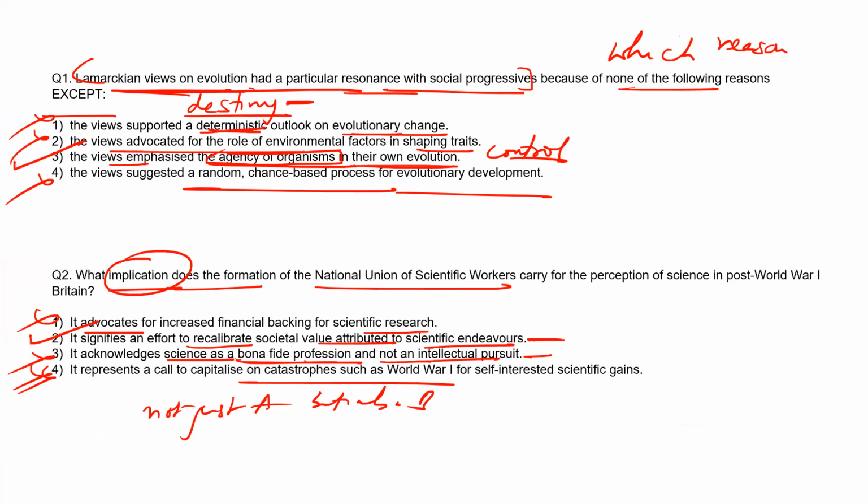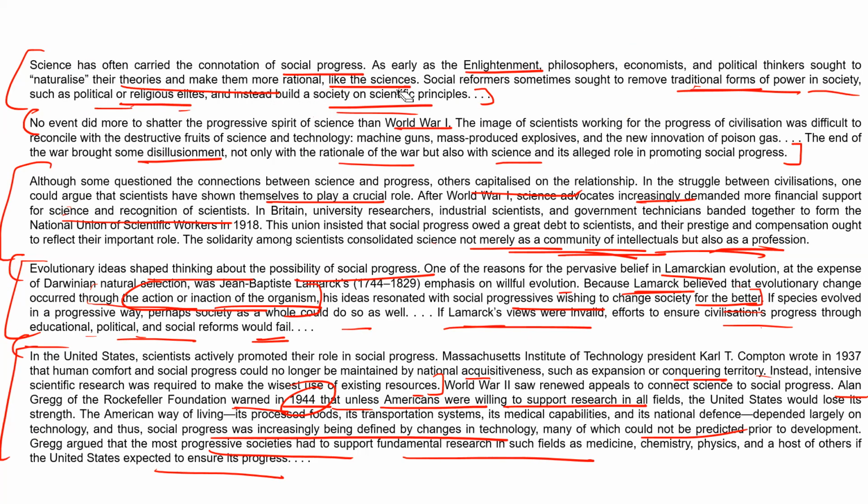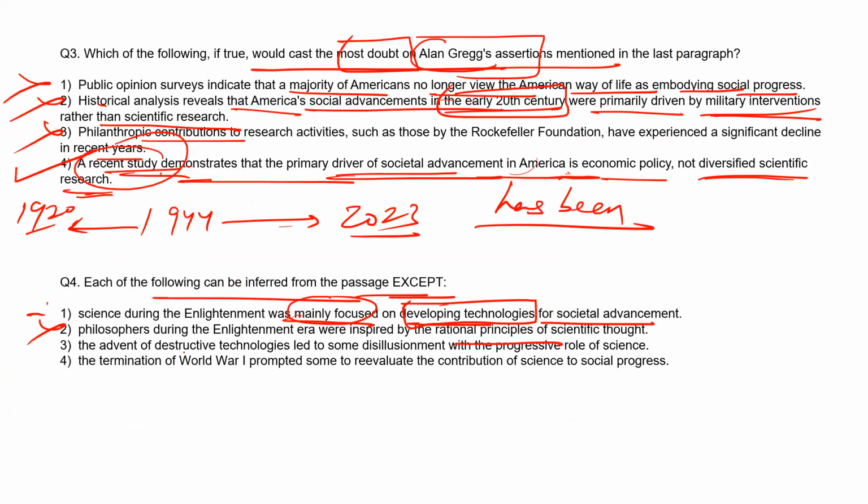principles. So, but does it mean that it was mainly focused on developing technologies? ऐसा तो कुछ नहीं बोल रहा है, developing technologies for society. This is the wrong thing to say. So, this could be the answer. We'll keep it. Philosophers during the Enlightenment era were inspired by rational principles. ये तो बताया इसने कि rational principle like scientific thought. So this is given.